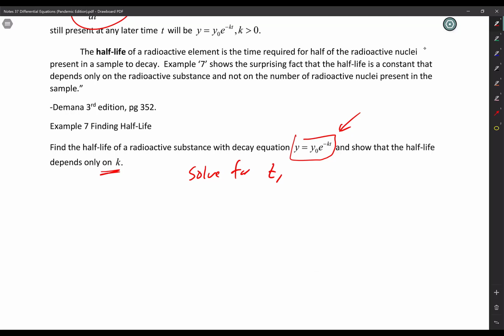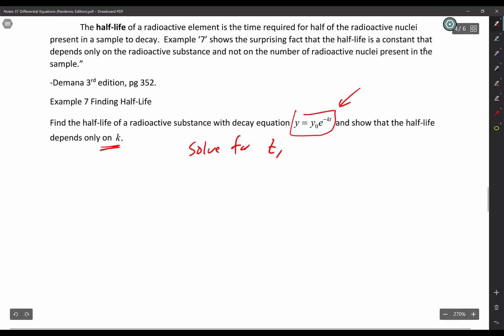Yes. So the question says, find the half-life of a radioactive substance with this decay equation, and show that the half-life depends only on K. So what they're telling me is, find my half-life. I'm going to put half there. That means half-life. And then show that whatever I have here only depends on K, that I have a constant with a K.